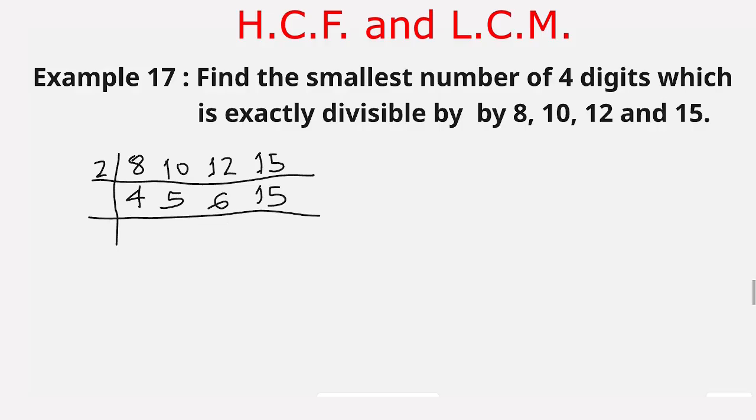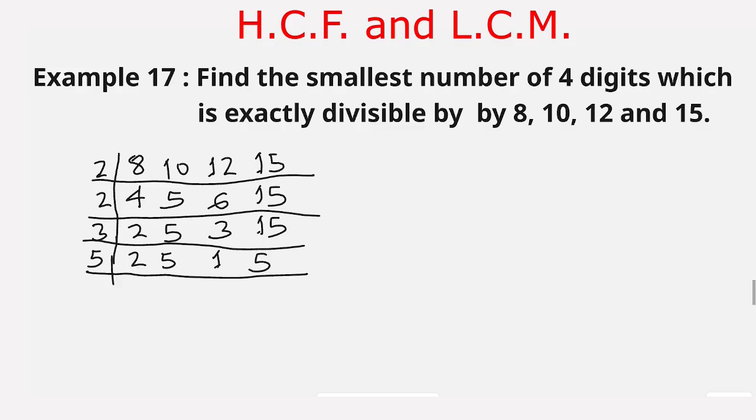Further 2 numbers are there which are divisible by 2. 2 divides 4 for 2 times, we carry 5 as it is. 2 divides 6 for 3 times, and we carry 15 as it is. Now we divide it by 3, we carry 2 as it is, 5 as it is, 3 times 1 is 3, and 3 times 5 is 15. Now we divide it by 5, we carry 2 as it is, 5 times 1 is 5, we carry 1 as it is, and 5 times 1 is 5.